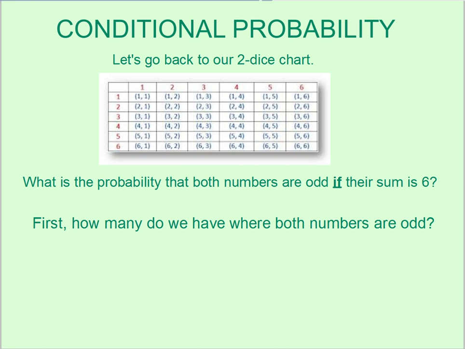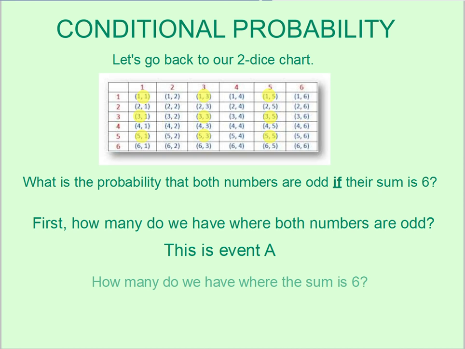First, how many outcomes do we have where both numbers are odd? That's going to be event A. Then, how many outcomes do we have where the sum is 6? And we have 5 of those, and we're going to call that event B. So notice I'm looking for the probability of event A when event B has already happened.